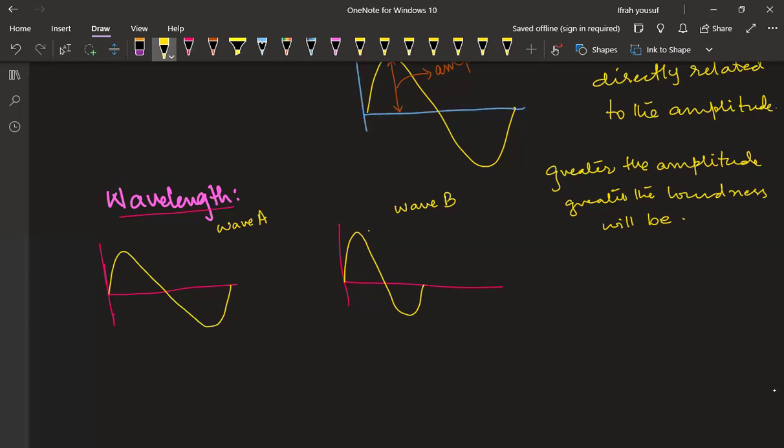If I say this is 3 centimeter. ठीक है? And say this is 2 centimeter, right? This is 1.5 centimeter, let's say. ठीक है? So are you able to differentiate between these two waves? ठीक है? With respect to the distance I have provided you.